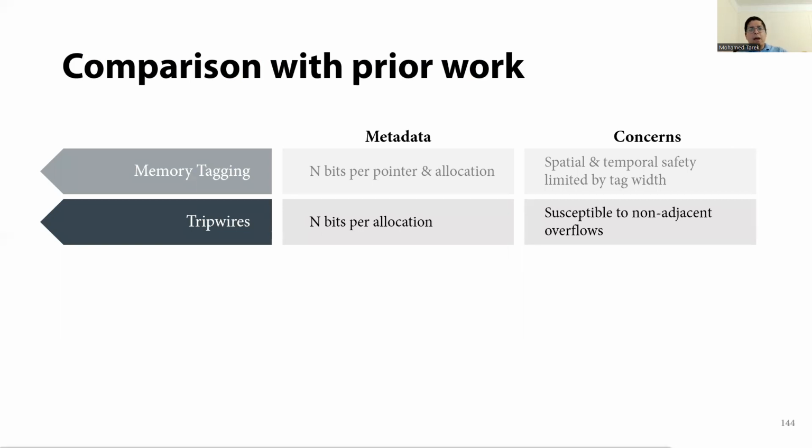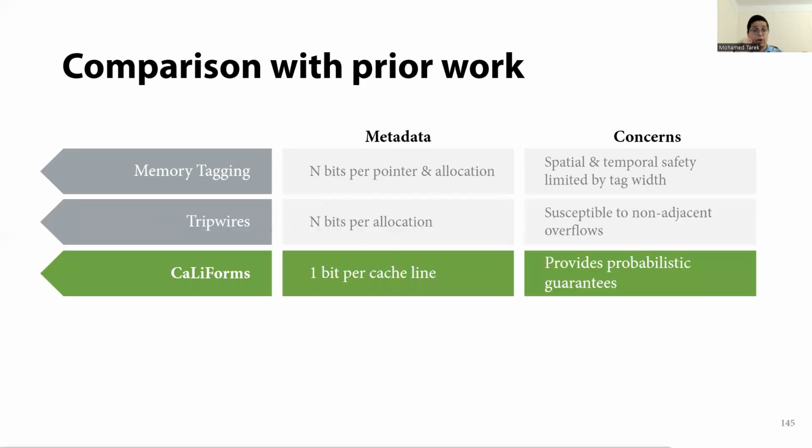On the other hand, tripwire-based solutions like AddressSanitizer avoid the per-pointer metadata and attach it to the allocation itself. Unfortunately, traditional tripwire systems are susceptible to non-adjacent buffer overflows. CaLiForms overcome this limitation by using random-size, fine-grained tripwires to make it harder for attackers to jump over them using a non-adjacent overflow.